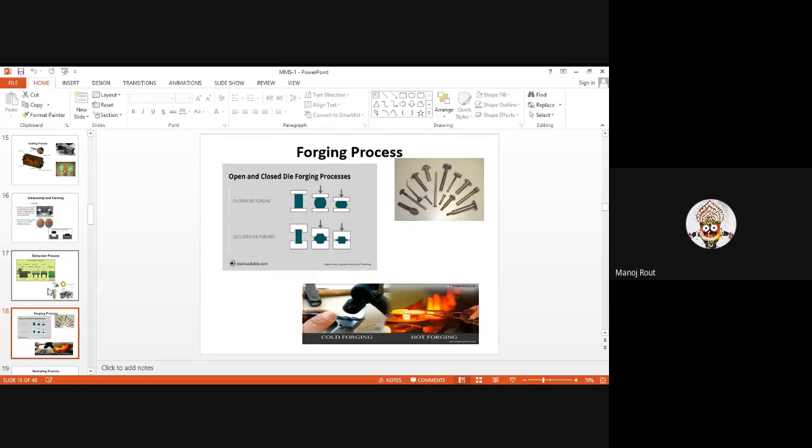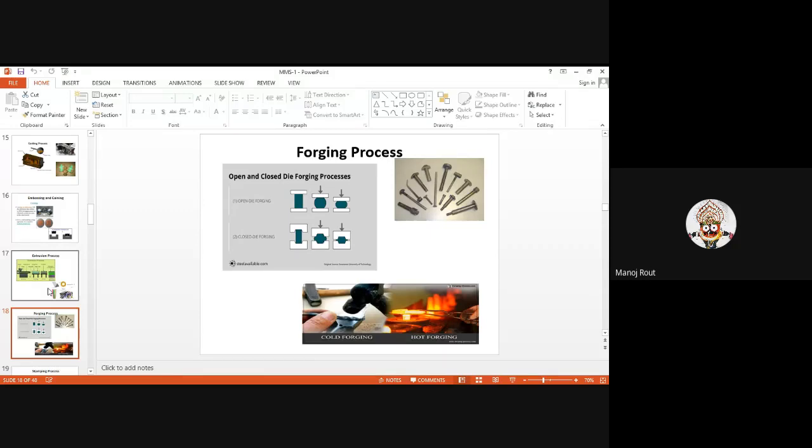In the left corner, you see the open and closed die forging process. In open die forging, the parent material, the dark green color, is pressed under the die and it changes the shape and size of the parent material. But in closed die forging, the same pressure is applied, but slowly, on the parent material so that it forms the desired shape and size.